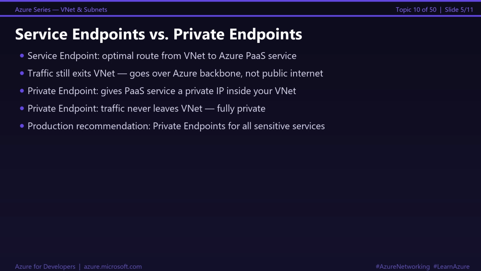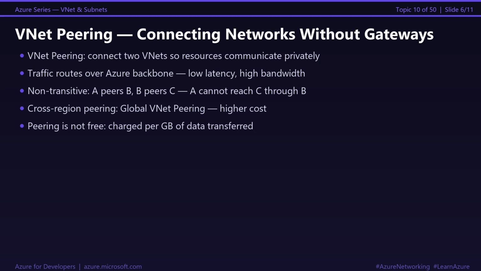This is one of the most confused topics in Azure networking, and the confusion leads to real security problems. Let me be precise. Service endpoints optimize the network path from your VNet to Azure PaaS services like storage or SQL database. Without a service endpoint, traffic from your VM to Azure storage travels from the VM to the internet, then to the storage public endpoint. With a service endpoint enabled on your subnet, traffic travels from the VM over the Azure backbone network directly to the storage endpoint: faster, more secure, and you can restrict the storage account to only accept traffic from your VNet.